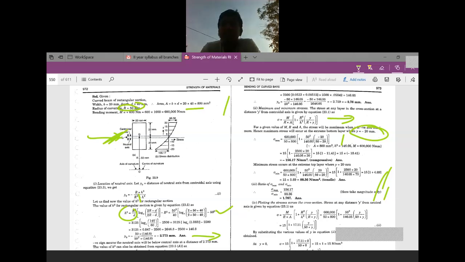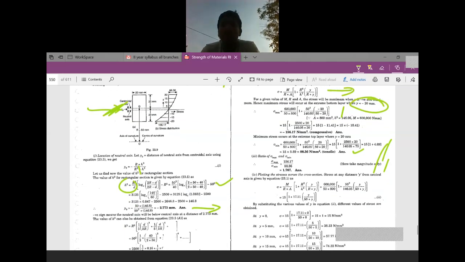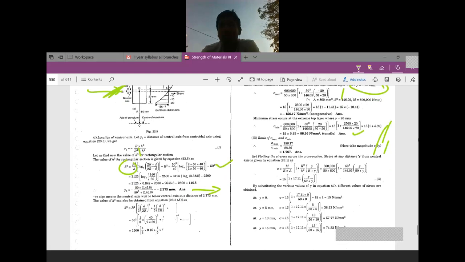That is, sigma minimum is equal to 6 lakhs by 50 into 800 into 1 plus 50 square by h square. With this value you will get the minimum stress. Understand? That is nothing but a tensile stress. Then the ratio of maximum and minimum stress, he has asked in the question. Calculate the ratio of maximum and minimum stress. The ratio is 1.767.